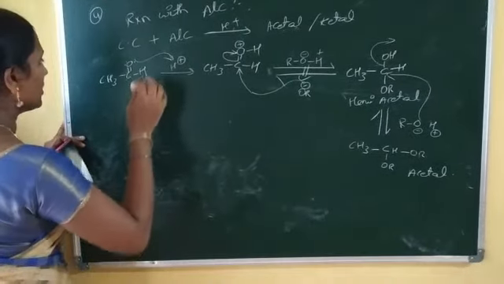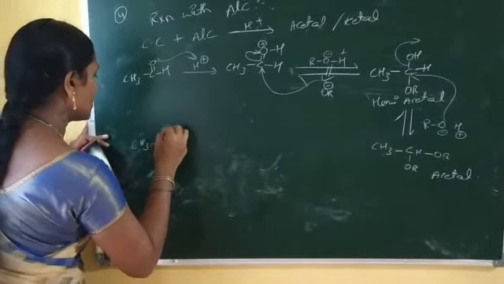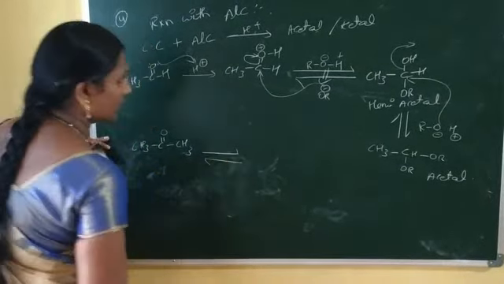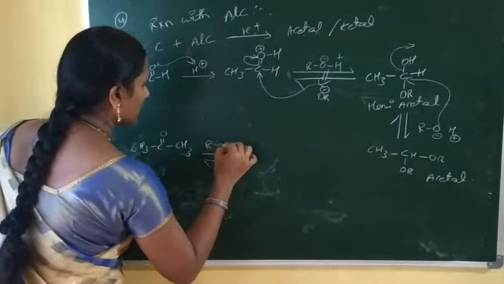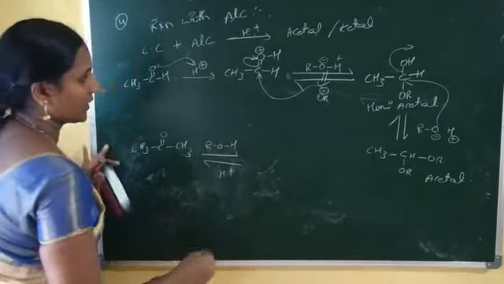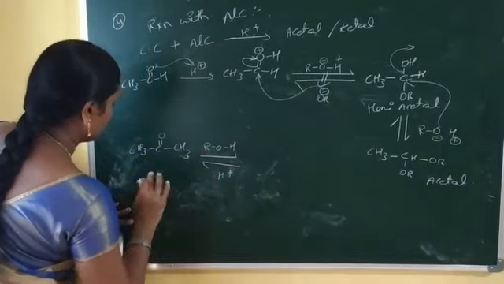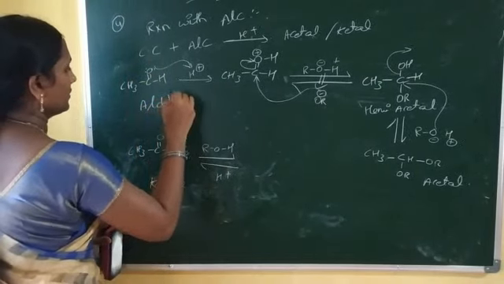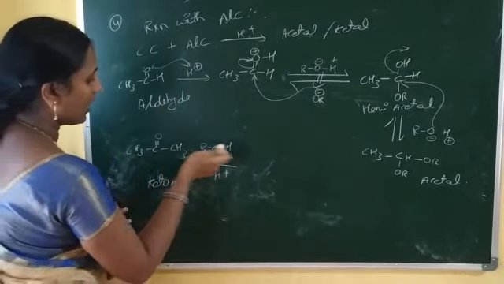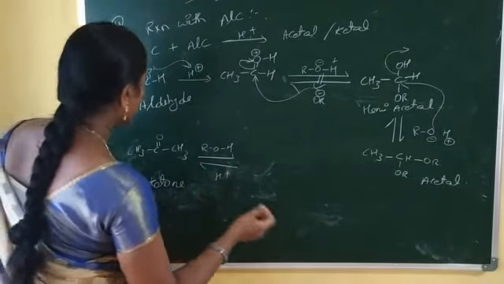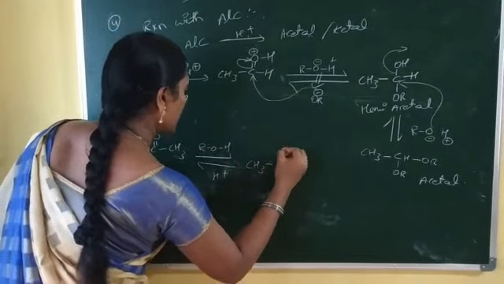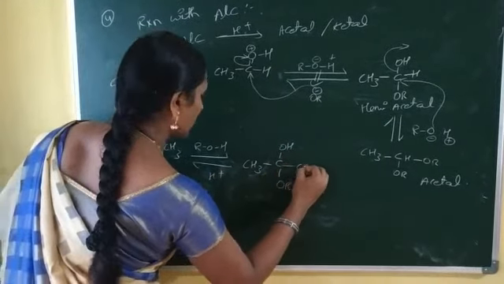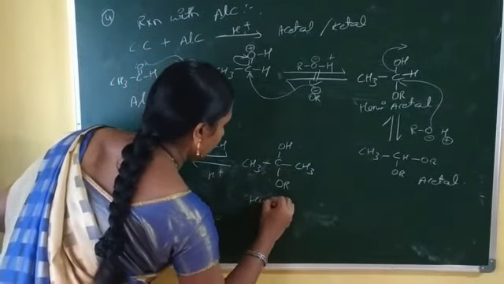Now another functional group is ketone. That means you take acetone. Acetone is treated with alcohol in acidic medium. The ketone is treated with alcohol in acidic medium to form hemiketal, that is CH3, C(OH), with a new O-C bond formed, and CH3. Now this is the hemiketal.